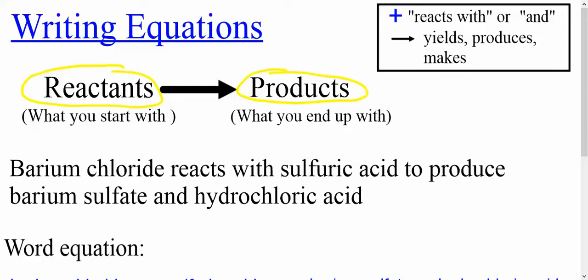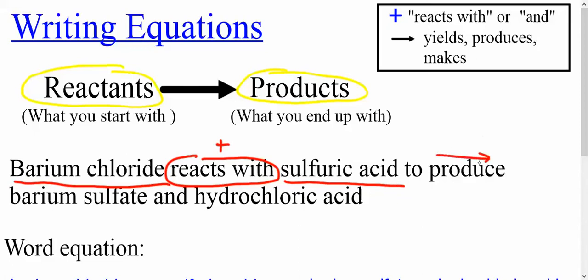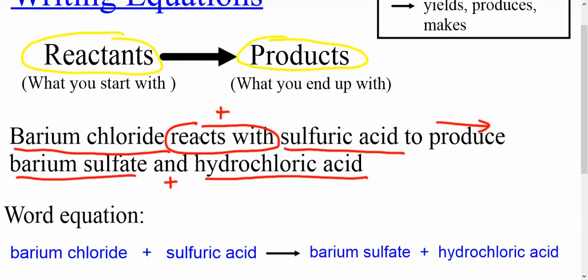It's often helpful at first when you're writing an equation to write the word equation first. Barium chloride and sulfuric acid are your reactants. Reacts with can be written as a plus sign. And then to produce, forms, yields, that is the arrow. That indicates the chemical change. And then your products are barium sulfate and hydrochloric acid, and again a plus sign. So that comes out to the word equation: barium chloride reacts with, plus sign, sulfuric acid, to produce barium sulfate and hydrochloric acid.